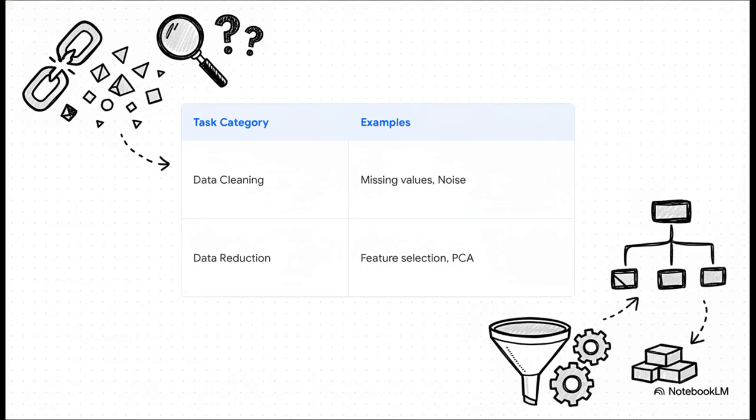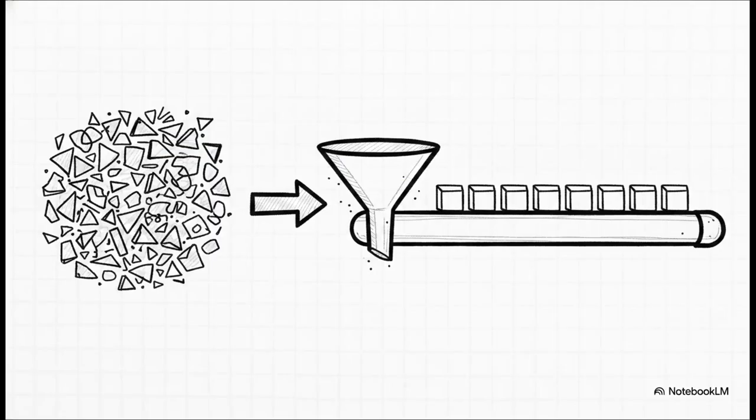It's super helpful to categorize your data prep tasks so you understand the difference between fixing errors and shrinking your data set. Data cleaning is all about fixing things, handling missing income values, or smoothing out noisy records. Data reduction, on the other hand, is about efficiency. It's using techniques like feature selection or PCA, principal component analysis, to mathematically shrink the size of your data without losing any vital information.